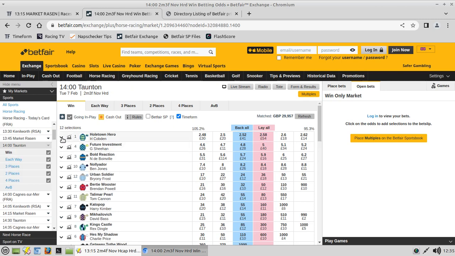Okay. So again, this is a novice hurdle. You'll see the bottom half of the market is all high odds. So really, you can actually cut down some of your analysis by ignoring a big bunch of those.